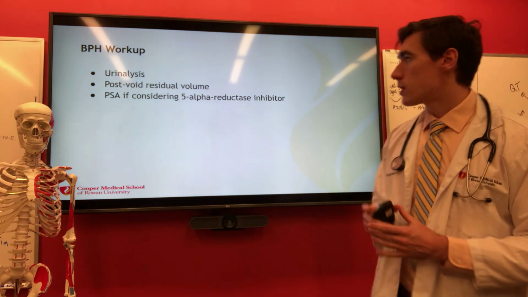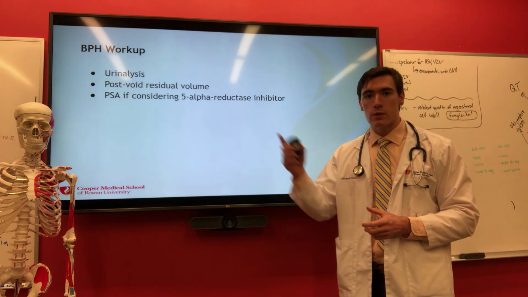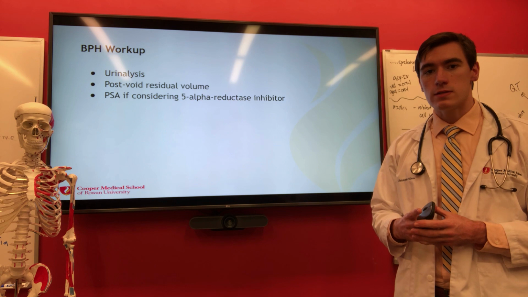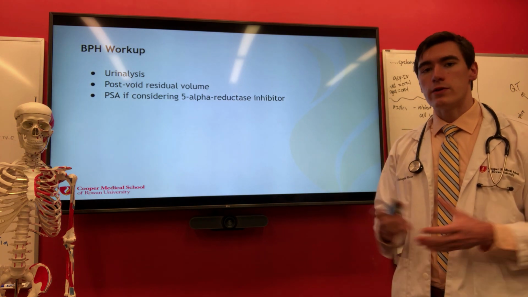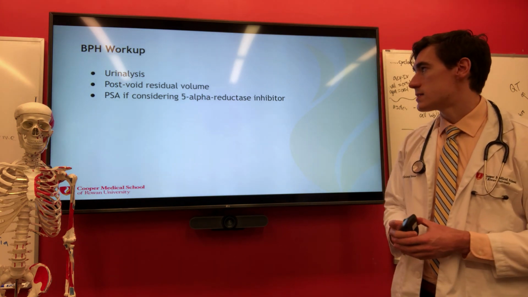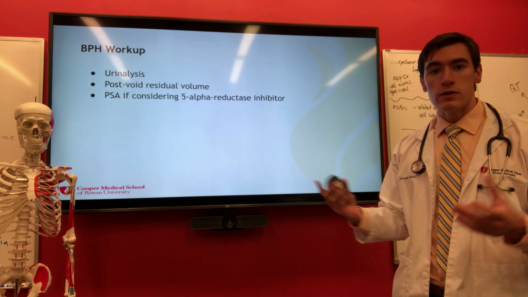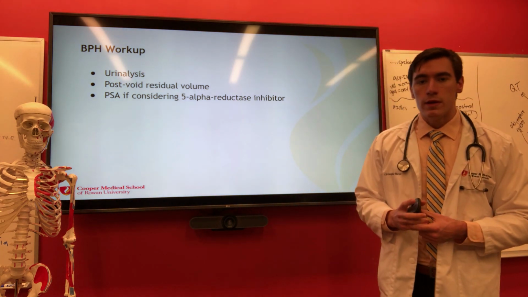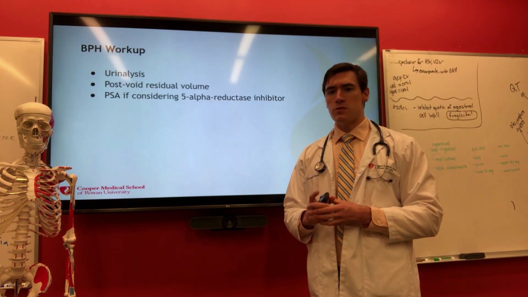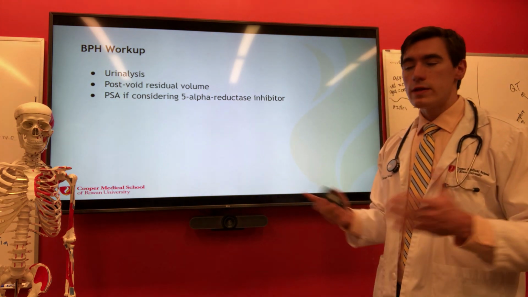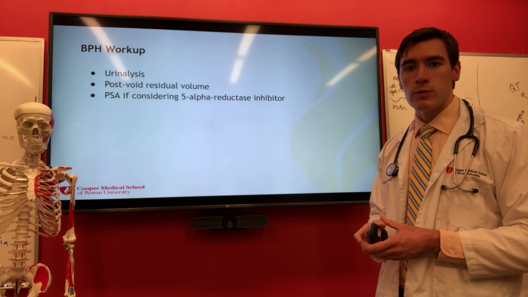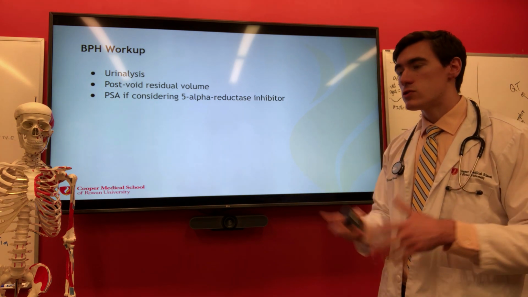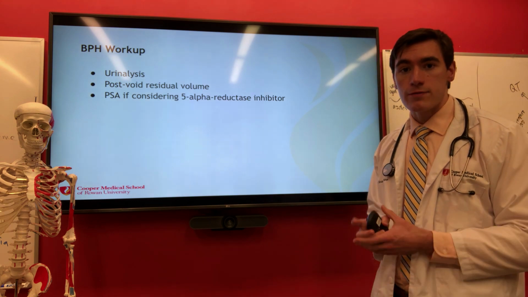So next, for workup of BPH, first you want to make sure you get a urinalysis to detect any other abnormalities, like let's say signs of urinary tract infection, prostatitis, blood in the urine, things like that. You want to get a post-void residual volume. These are really easy to get in clinic too and should be done more often. All that's required is for the patient to go to the bathroom, and then you can just use a straight catheterization method to measure the amount of urine that's left over after they urinate.